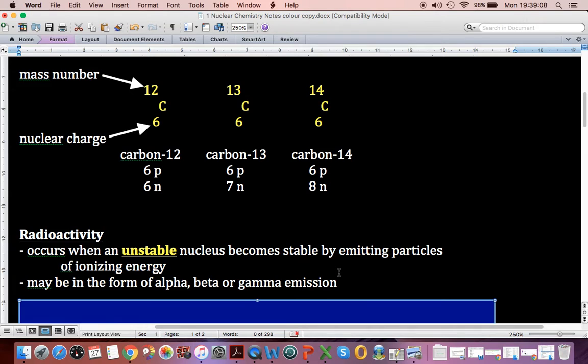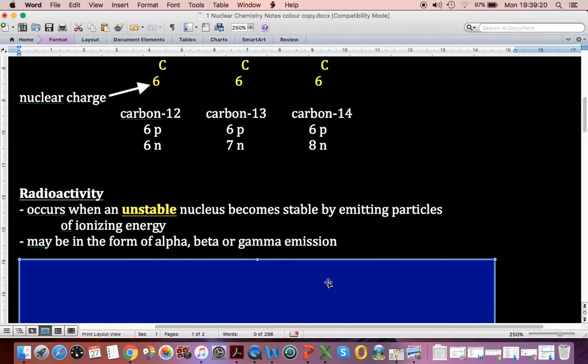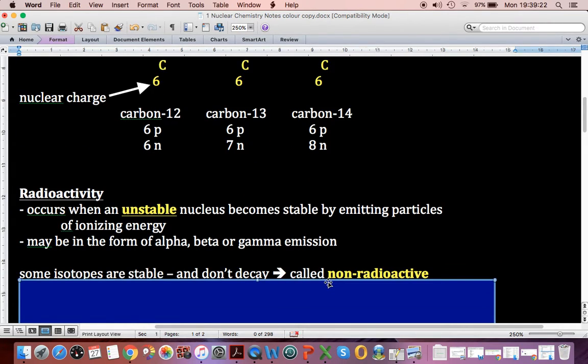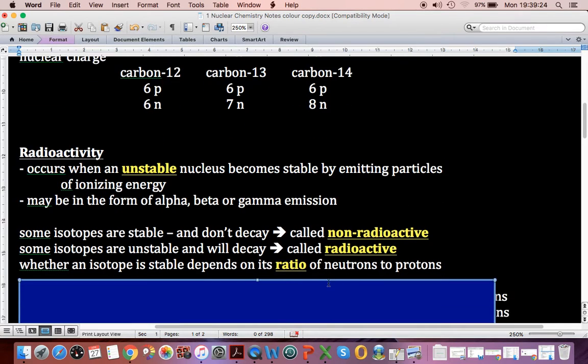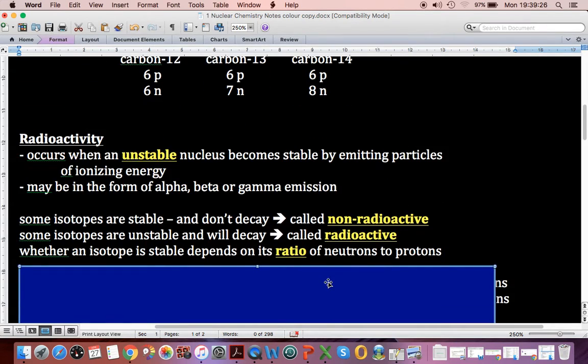Now, why would it be unstable? Well, it turns out there's a sweet spot for having the right ratio of neutrons to protons. If you have too few neutrons or too many, you're going to have a radioactive isotope, and it's going to change and do interesting things. So that's what we're talking about here. Some isotopes are stable, and some are unstable and called radioactive.